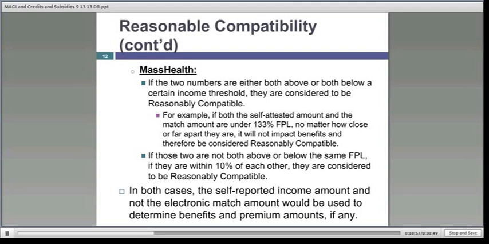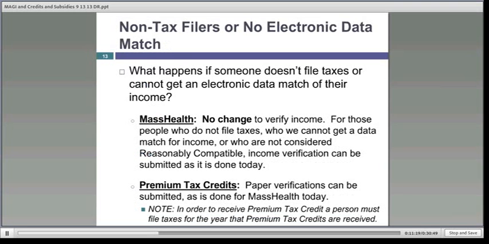One important note, which I've kind of said throughout, is in both cases, the self-reported income amount is the amount that's verified in the system. So if something's reasonably compatible, we're going to take the number that the person self-attested, and that's actually what's going to sit in our system as a verified number. Okay, so that's kind of the concept of reasonable compatibility, which again, the goal is for us to be able to ask for fewer verifications as often as we can.